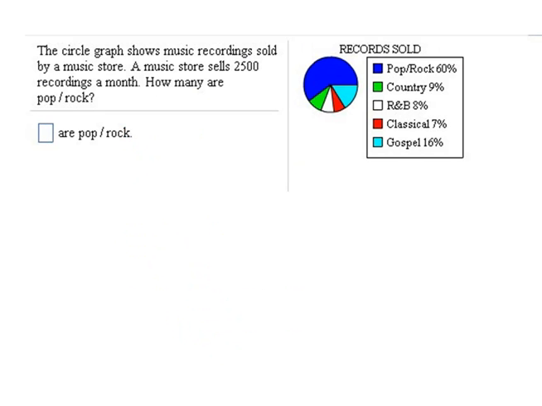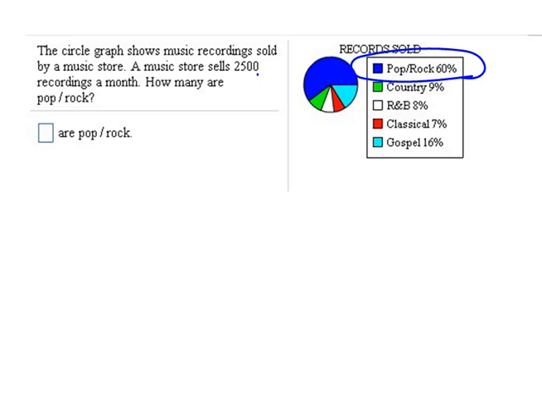Okay, here we have another circle graph problem. Again, this is the same type that we were using in past sections, where they're talking about records in a record store being sold and then the breakdown of each one. This one says the circle graph shows music recordings sold by a music store. A music store sells 2,500 recordings in a month. How many are pop rock? Well, we can see that pop rock here is 60% of their record sales.